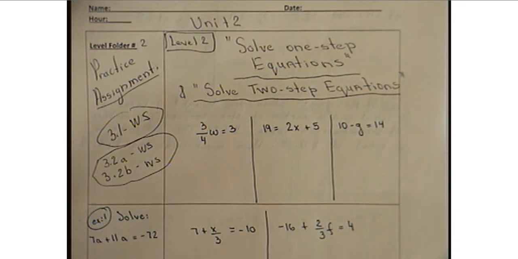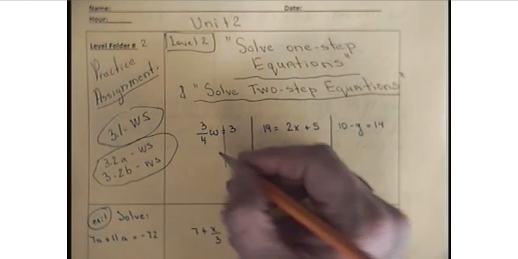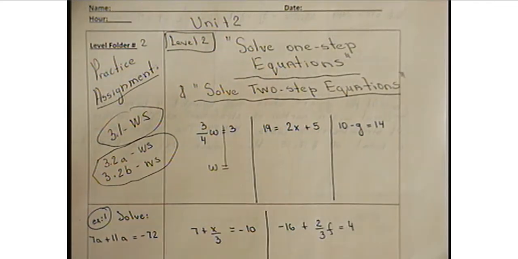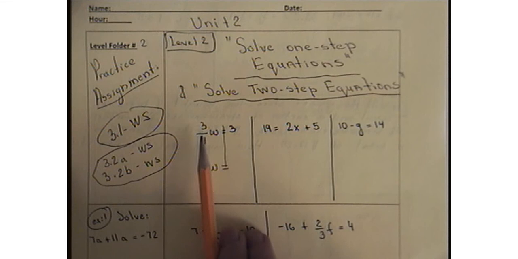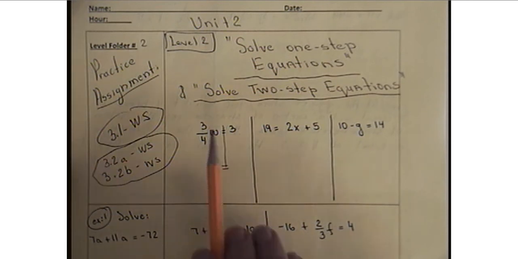I'm going to start with the first problem. We have 3/4 times w equals 3. So what we want to do here, when we're multiplying a fraction with the variable and we're solving the equation for this variable w, is cancel the number that goes with the variable and move it away, because our goal is to get the variable itself. So how do we cancel this fraction?